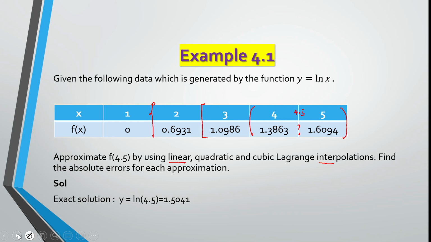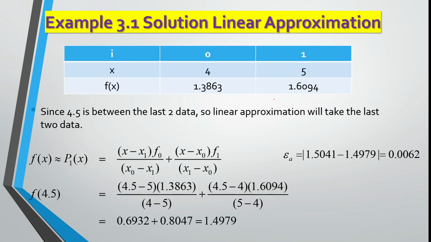Okay, and then so this one, you calculate manually and then using the calculator. So you want to use linear approximation, you take the last 2 data like this, and then you just plug into the Lagrange interpolation formula for linear approximation. f(x) is approximated using a polynomial of degree 1, which is given by this part, which is actually L naught. L naught is (x minus x1) divided by (x naught minus x1), and then multiply f naught. So this is f naught, this is f1.